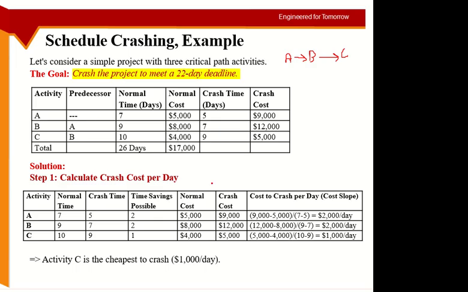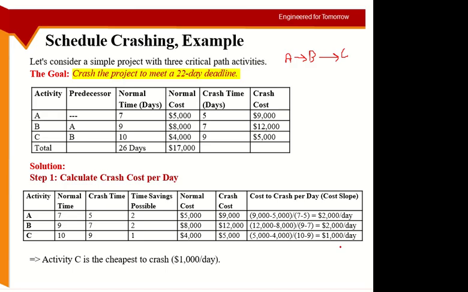So for activity A, if I compress it from 9,000 to 5,000, I have to compress it by 2 days. So 9,000 minus 5,000 divided by 7 minus 5. So each day of compression is costing me $2,000 for activity A. Then if I go for activity B, I will increase the cost to 12,000 from 8,000. I'll reduce the days from 9 to 7. So again $2,000 per day. Then for activity C, the cost increases from 4 to 5, and the days decrease from 10 to 9. So it's $1,000 per day.